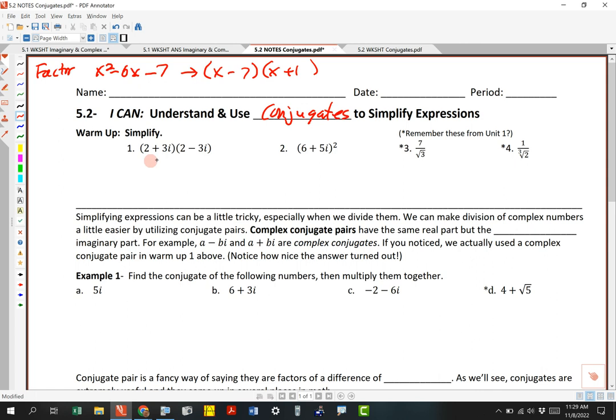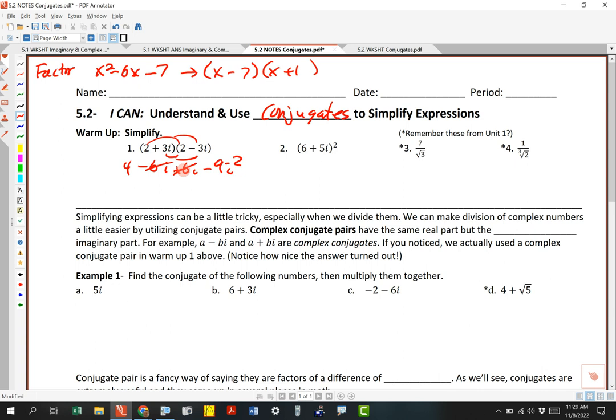So in the warm-up, this says to multiply the two of these. So I'm going to multiply here and here. So that's going to be a 4, then a -6i. Then it's the 3i's turn. I multiply the two of those. So this is going to be a +6i. That's going to be a -9i squared. Those middle terms, same variable, same exponent, they're like terms. They're exact opposites. They cancel out.